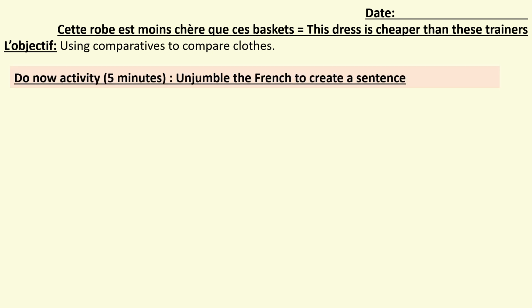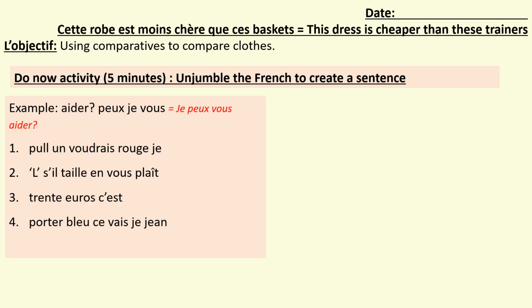For your do now activity, it should take no more than 5 minutes. I want you to unjumble the French to create a sentence. So, for example, I've got the first one done for you. If you look at it, it makes absolutely no sense at the moment because it's aider, question mark, peux je vous, which is je peux vous aider.